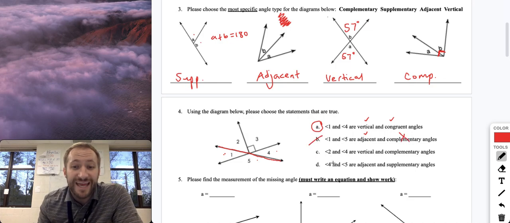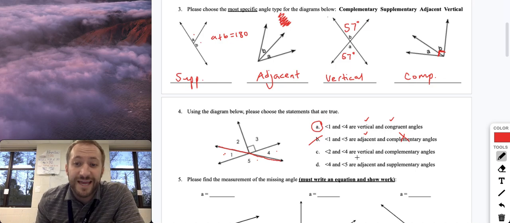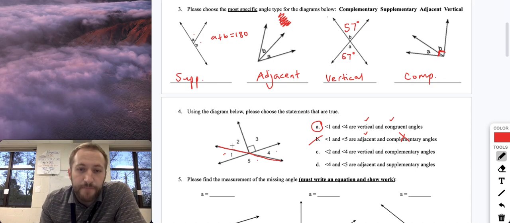This one, angle 2 and angle 4 are vertical and complementary angles. Let's go find angle 2 and angle 4. Angle 2 and angle 4, they're not directly across from each other, so that doesn't check out. And are they complementary? No, because they don't add up to 90 degrees. There's no way that these would add up to 90, all right?